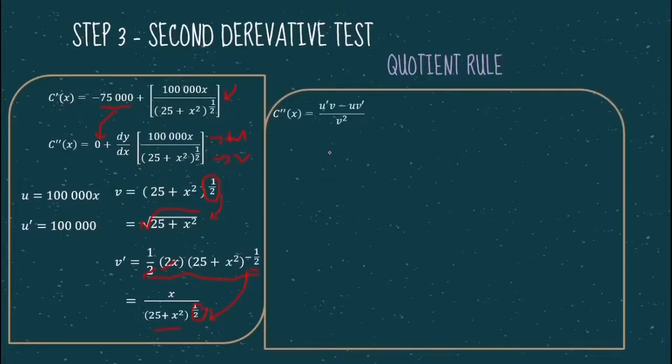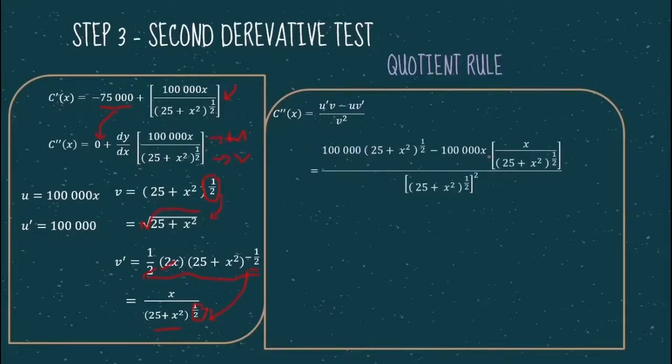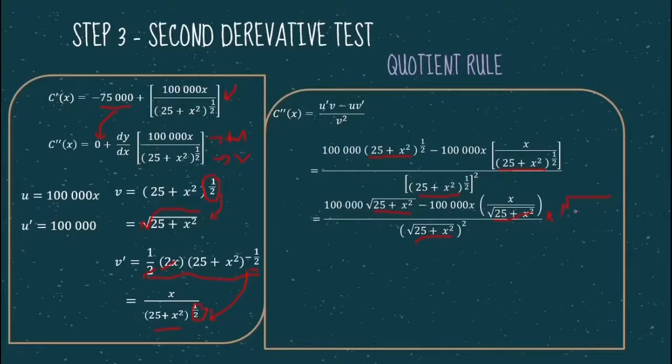Next we need to substitute the values of u prime, v and v prime in this equation, and here we get this, and after that I change this bracket to the root because it will be easier for me, and next I multiply by the root of 25 plus x squared because I can cancel out this and it will be easier for me to solve this equation.